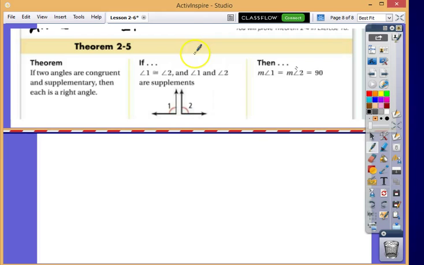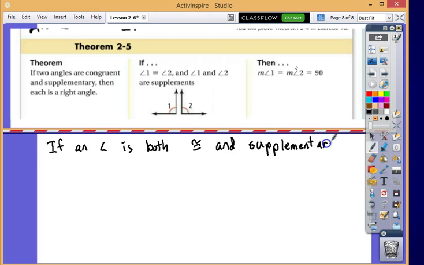All right, so this one is: if two angles are congruent and supplementary, then each is a right angle. I would write, if an angle is both congruent and supplementary. It's not going to be a P. This is for all angles are congruent. This is for Theorem 2.5. This is what I would call it. This is what I would title it.